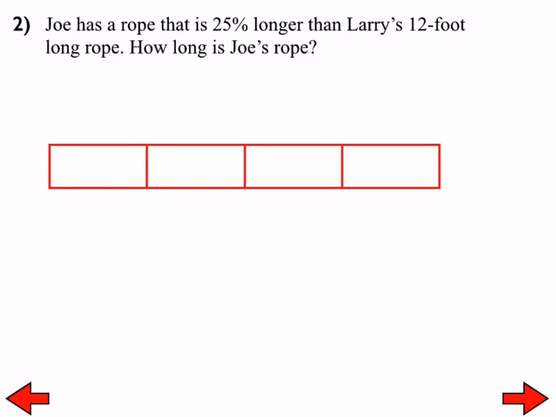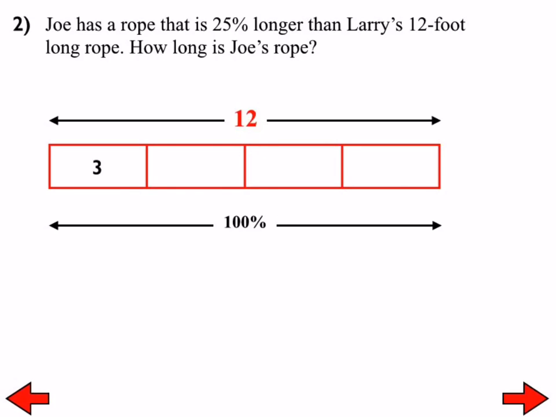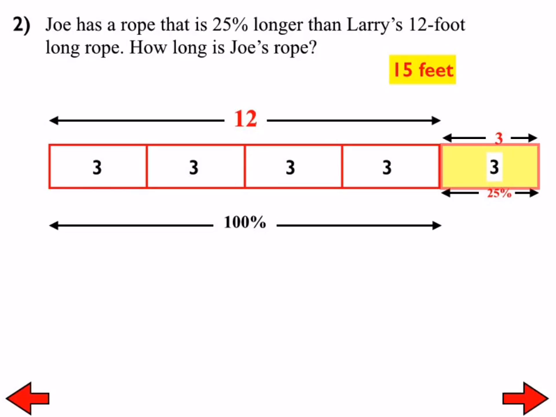So I'm going to start this the same way. I'm going to break my tape diagram into 4 equal sections. Why 4? Because 25% is equivalent to 1/4. So Larry's rope is 12 foot long, and so I just set it up like that. But Joe's rope is 25% longer than that. So I'm going to take that tape diagram and add on another 25% to it. Well, of course, from Larry's rope, 25% is equivalent to 3 feet, and so that would tell us that his rope is 15 feet long.